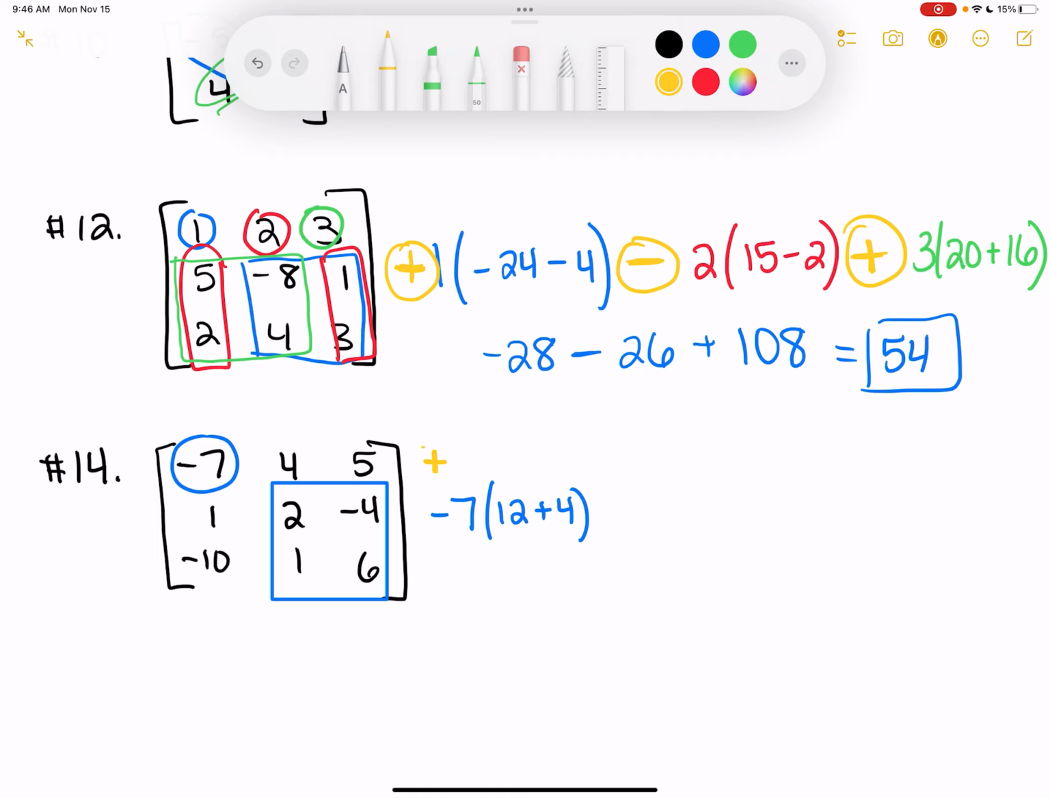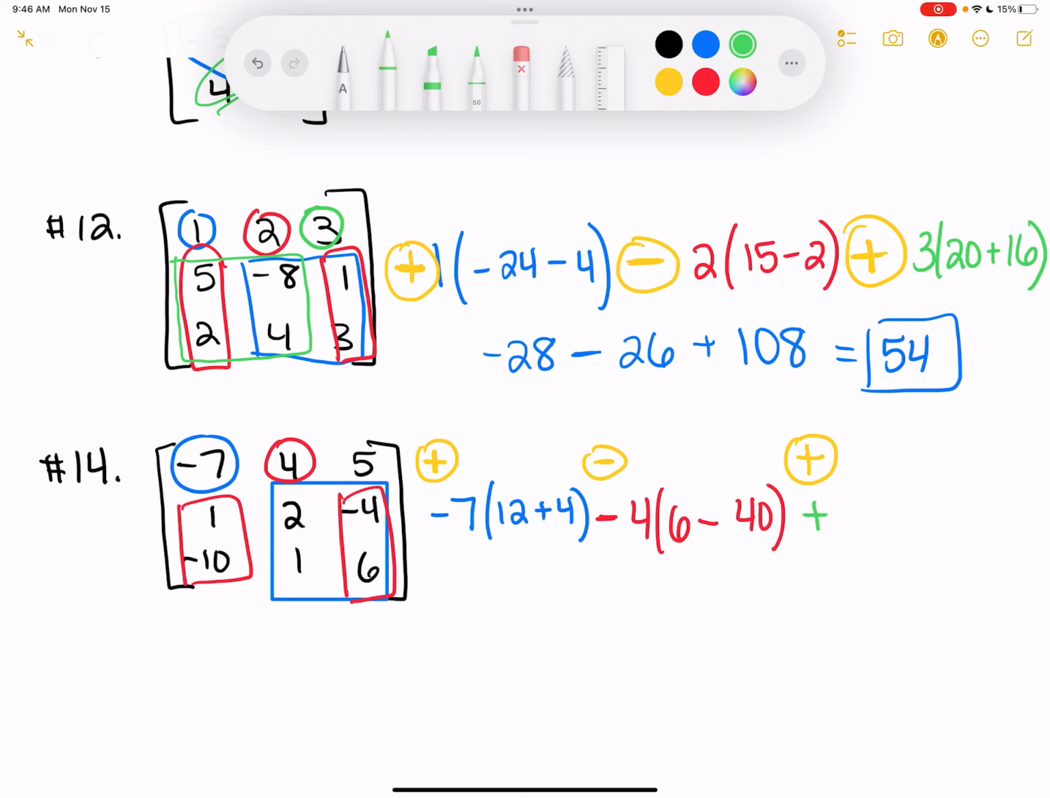Okay, so remember, we're treating that as if it was positive. So the next one's going to be negative. So minus, so it's going to be 4 times. We have the outside 2 boxes. So 1 times 6 is 6. Minus negative 4 times negative 10, which is 40. And then following the process still, the next one's going to be positive.